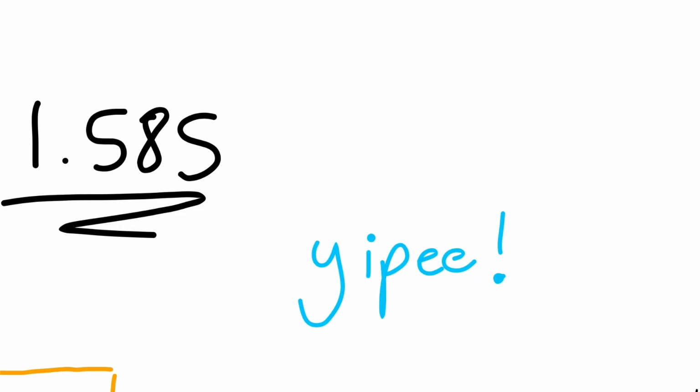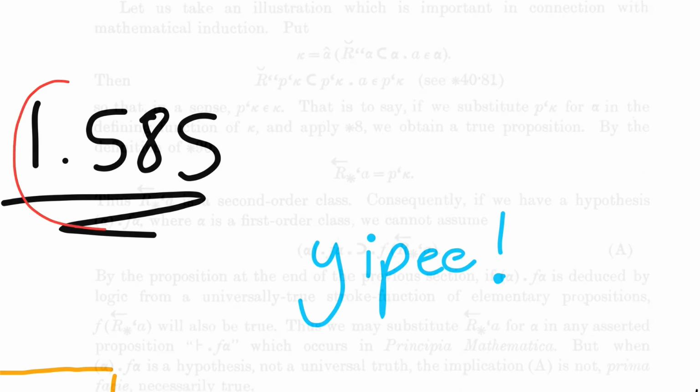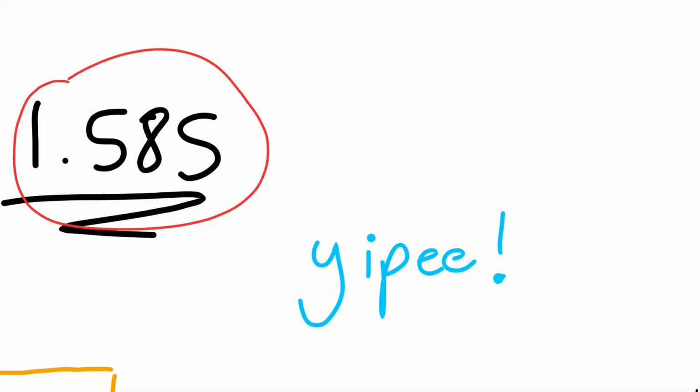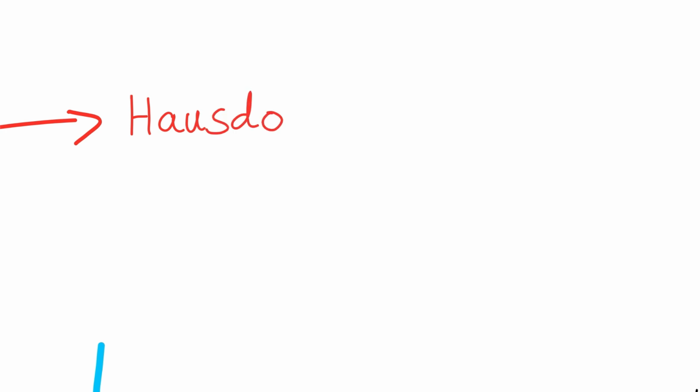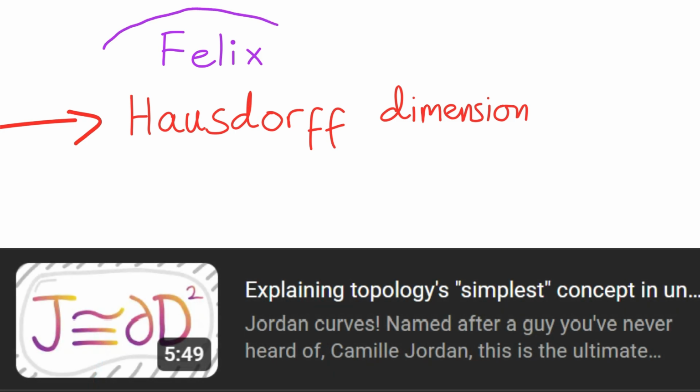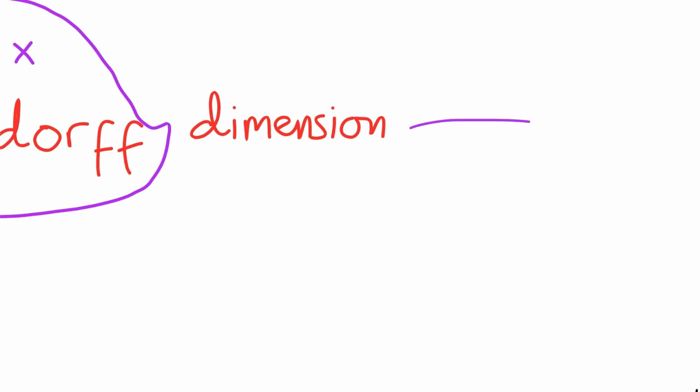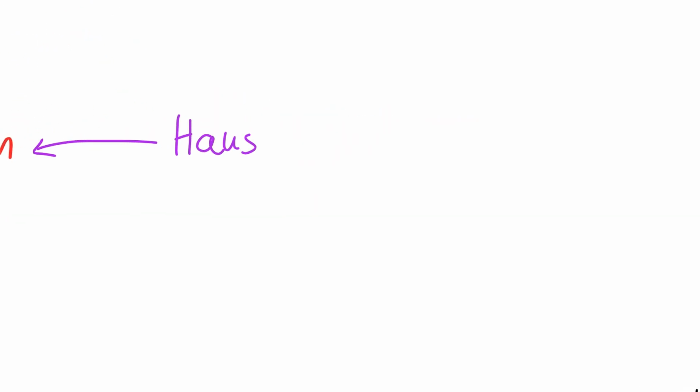Okay, enough of the easy stuff that everyone else has done. Time for some needlessly complicated, real maths. This number here, this 1.585 we've come up with, is known as the Hausdorff dimension, named after Felix Hausdorff, who real ones will remember from my video on Jordan curves. To understand this dimension, we need to take a few steps back and start with something called the Hausdorff measure.